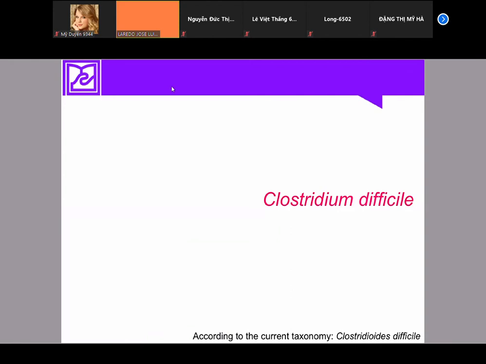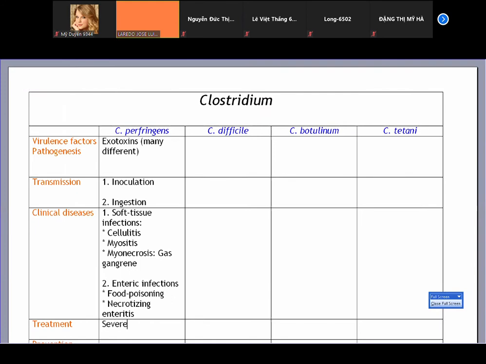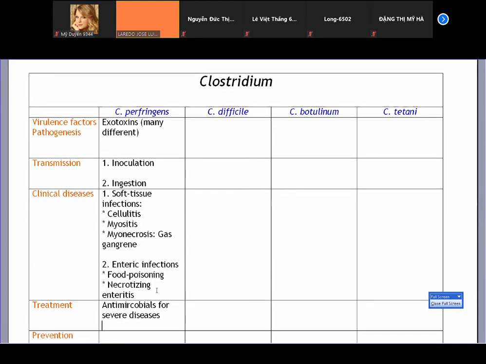Okay, so we go back to the table. What about the treatment? The severe infections require antimicrobials. However, food poisoning does not require antimicrobials. For prevention, we cannot do anything. Just to prevent the contamination of the food and cleaning the environment. So we are going to start with the second one, Clostridium difficile.